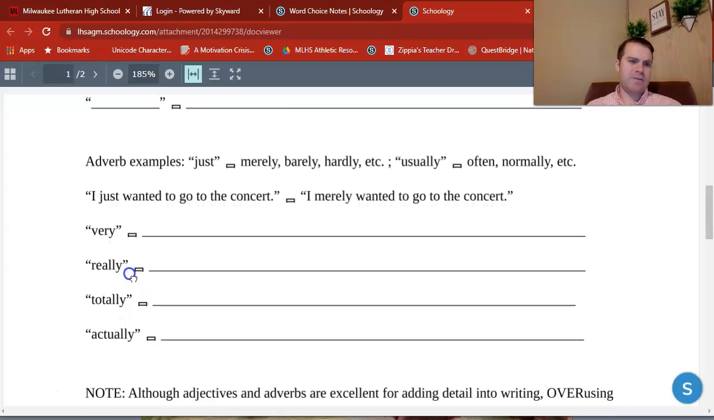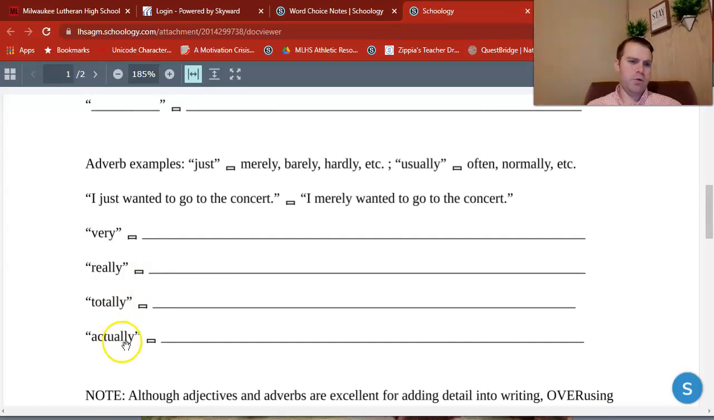Some other overused adverbs in our language are very, really, totally, and actually. Very and really mean the same thing. He is a very good athlete. He is an extremely good athlete. He is an extremely talented athlete, to replace the adjective and the adverb in that sentence. It's really cold outside. It is quite cold outside. It is rather cold outside are some better options there.